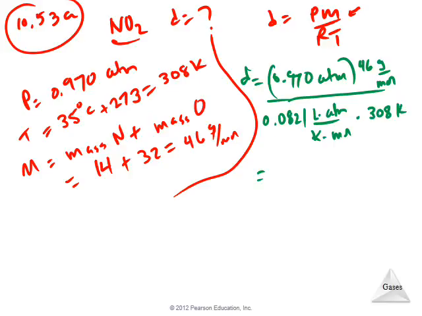Now you can see some of these units would cancel out. Atmosphere would cancel out. Per mole on the top and per mole on the bottom would cancel out. Kelvin would cancel out with Kelvin. So now we have gram on the top, liter on the bottom. So that's the right unit, gram per liter, and the value is 1.76. So 1.76 gram per liter, and that's the answer to this question.